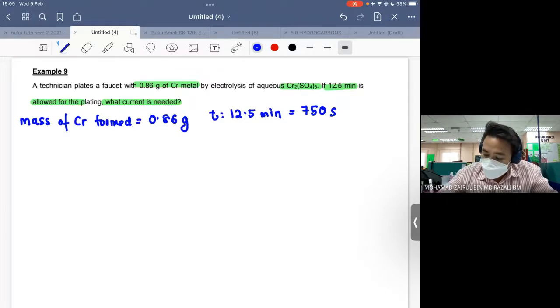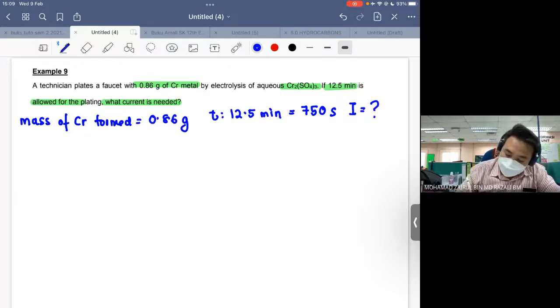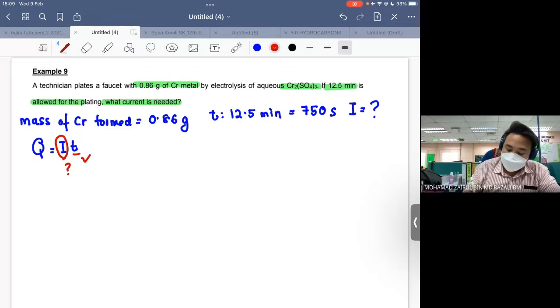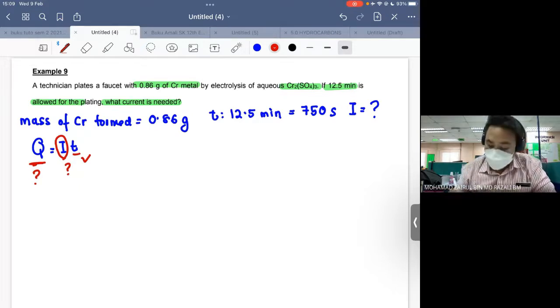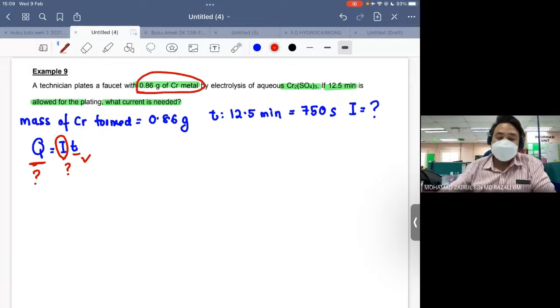Okay, sekarang ni the equation asks you to calculate the current needed. So we know that Q is equal to IT. So sekarang ni, T ni kita dah ada. Kita nak cari I. So nak cari I, kita kena tahu dulu berapa charge yang diperlukan untuk menghasilkan 0.86 gram of chromium metal ni.